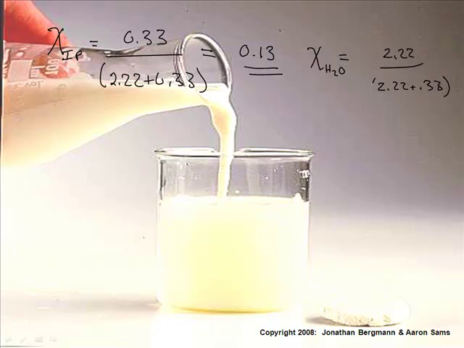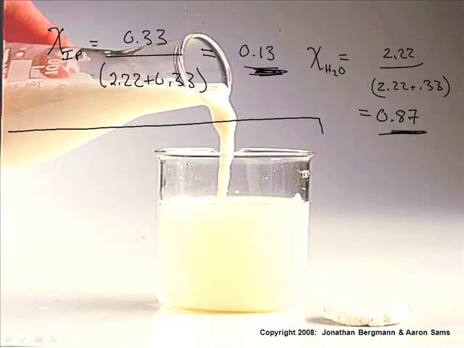Or actually, you could subtract from 1, get the same answer. It'd be 0.87, right? Yep, 0.87. Now I knew that, of course, because 0.13 and 0.87 add up to 1. So that's not terribly difficult. Let's do the molality next.